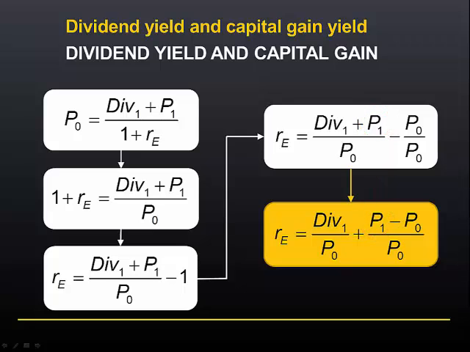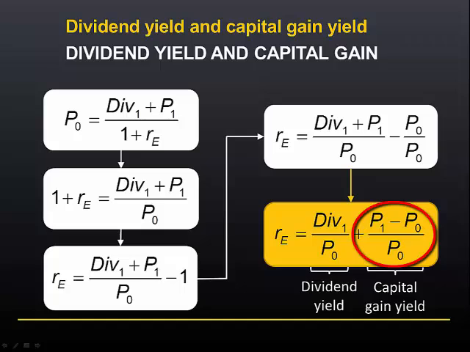The reason we've done that is to demonstrate that we can break up the required return on equity into two components. The first term is what we call the dividend yield. The dividend that you receive in a year divided by the price that you paid for the share at the beginning of the year is the rate of return that you have received by virtue of the dividend. The second component is called the capital gain yield. The capital gain is the change in the value of the share, P1 minus P0. If we divide that figure by the price that we paid to purchase the share, then we have an expression for the rate of return that we've received through the capital gain.